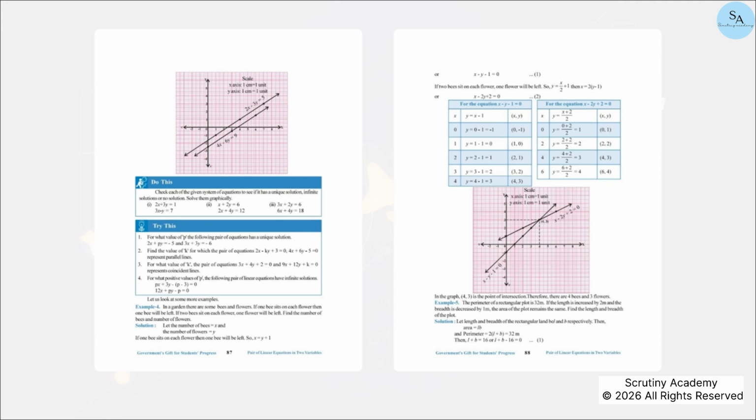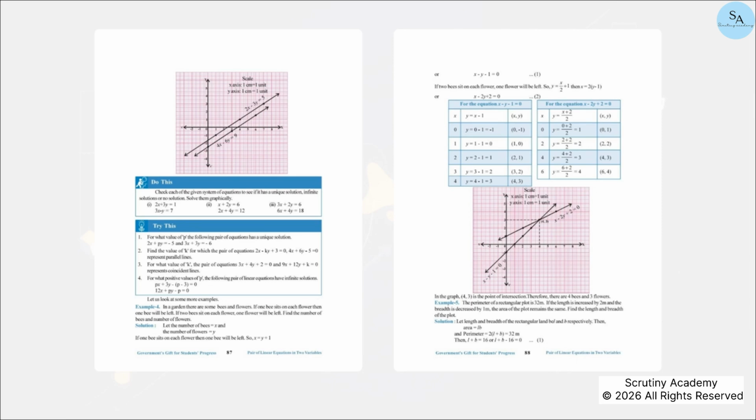But if 2 bees sit on each flower, one flower is left entirely empty. Find the number of bees and flowers. All right, first things first, let's say bees are x and flowers are y. That first sentence gives us our first line. The number of bees equals the flowers plus 1 extra. So x equals y plus 1.